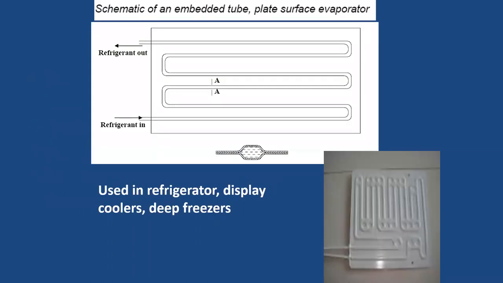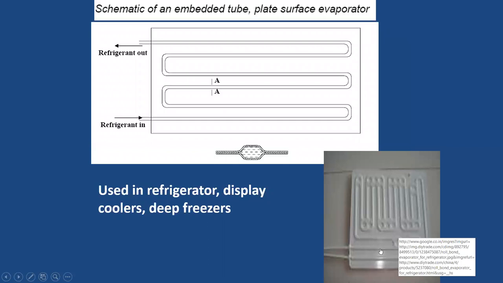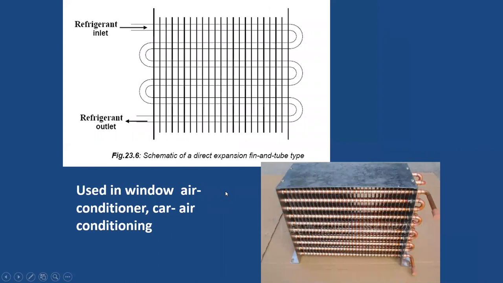So this is a natural convection type evaporator, which is generally found in our refrigerator. It is a plate type, embedded tube plate surface evaporator, refrigerant in, refrigerant out, used in refrigerators, display coolers, and deep freezers like that. The second one is forced air cooled. This is a fin tube evaporator or fin tube heat exchanger, we can say, generally found in our air conditioner, window AC or split AC.